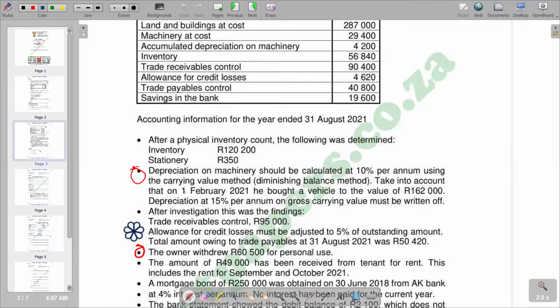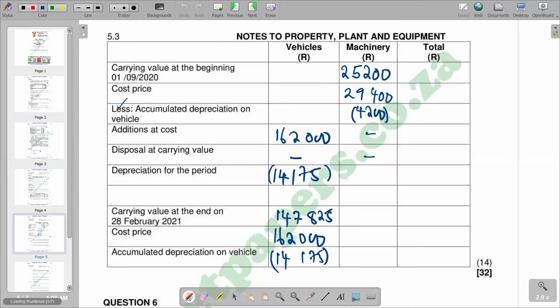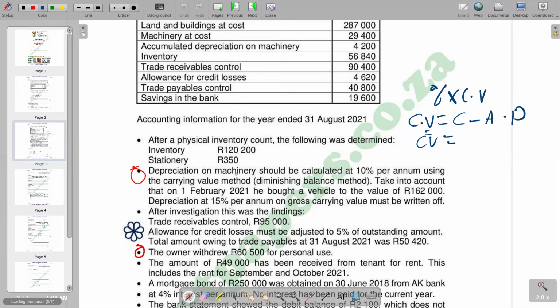So the method is using the carrying value method, which is the diminishing balance method. Remember, we say carrying value is equal to cost minus accumulated depreciation. So we start by calculating our carrying value, whereby in this case we've already calculated that in the notes, where we said our cost is 29,400, and then we got a carrying value of 25,200. So we can now say the percentage is 10%.